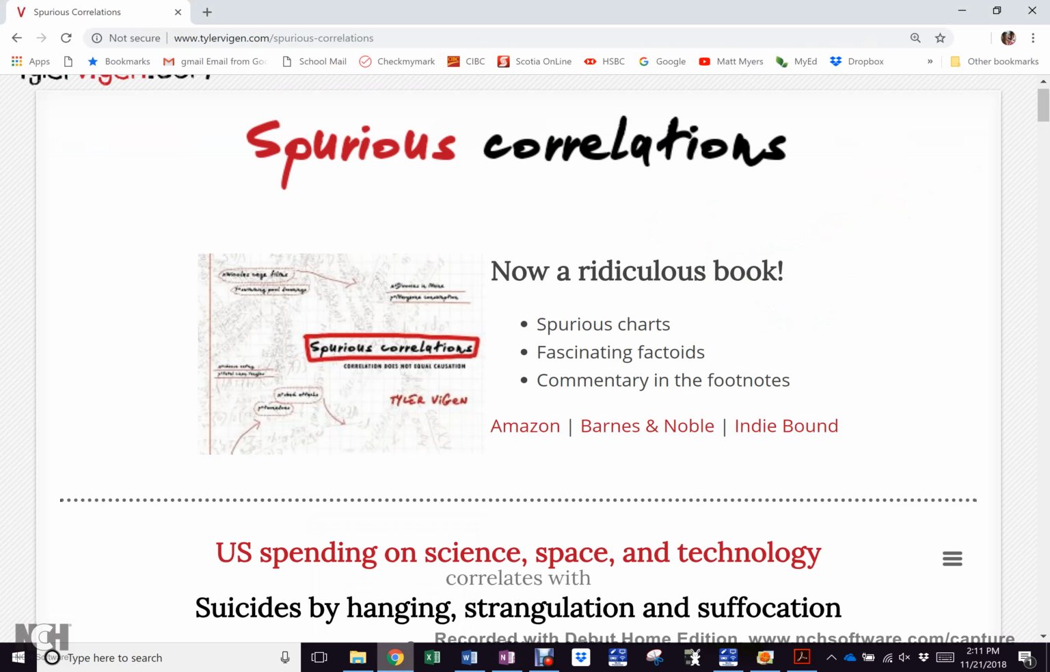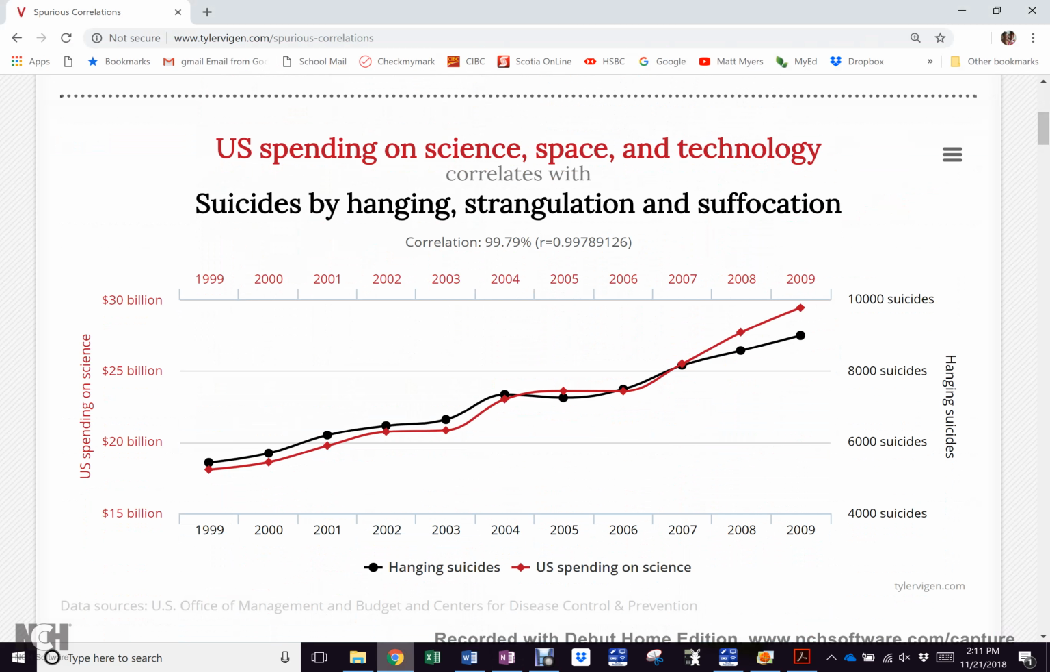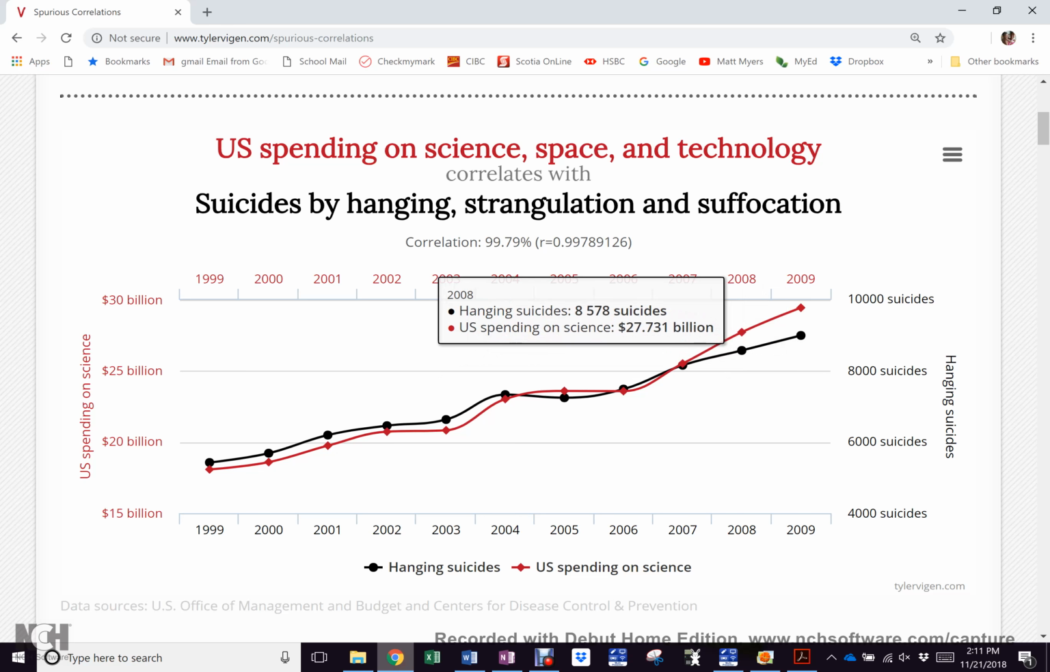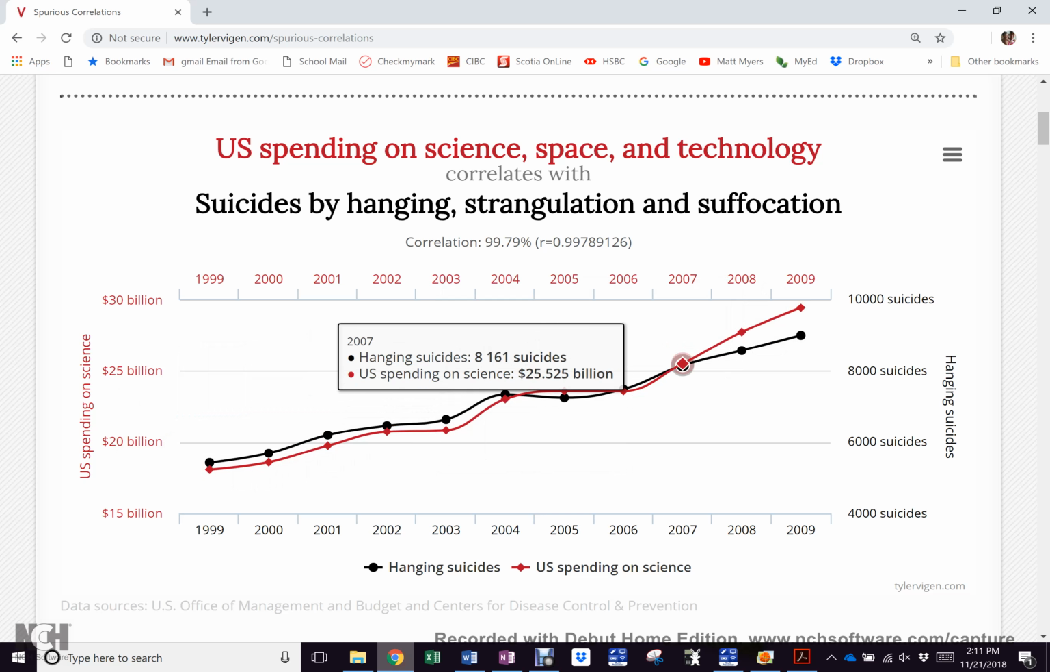So now I am going to show you the second set that is on this graph. Suicides by hanging, strangulation, and suffocation. Look at this, this is data. This is real truth. The red line is the U.S. spending. As the United States spends more and more on space, what happens to the suicides by hanging, strangulation, and suffocation? They go up. What would a stupid person think? That if we spend more on space, more people will kill themselves. It's proof. It's right there, isn't it? As we spend more, people are killing themselves.